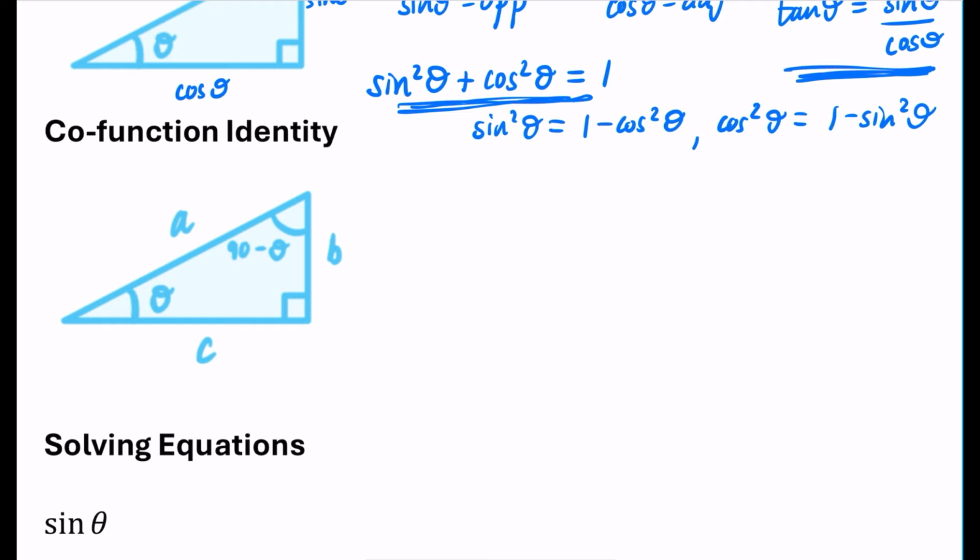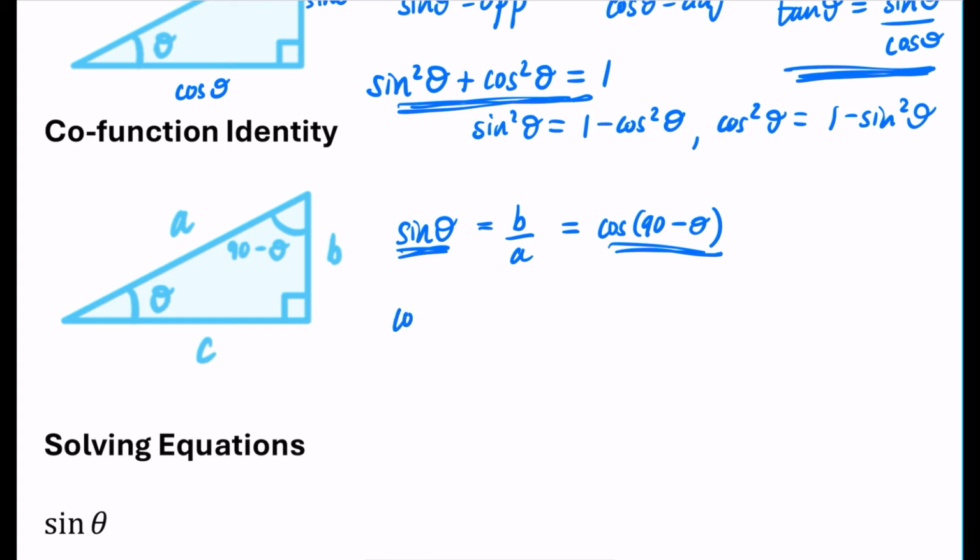So I'm going to begin by investigating what sine theta is on this triangle. Well, sine theta, concentrating on this one, is the opposite divided by the hypotenuse. Now, this is actually the same as if we look at this part, I'm looking for b divided by a. It's the same as this angle's adjacent divided by the hypotenuse. So it's the same as the cosine of 90 minus theta. So the cofunction is that sine theta is equal to cos of 90 minus theta.